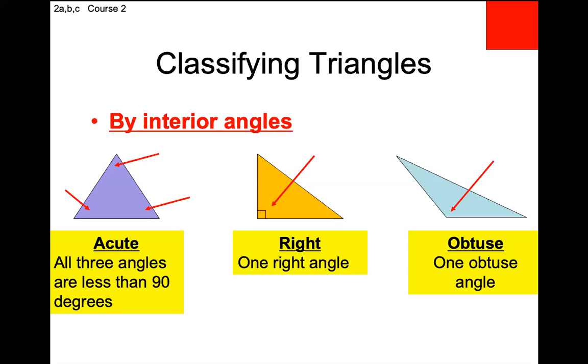We do have one more. It's not in the book. It's called an equiangular triangle. That means all the angles are the same. I throw that out there just so that you know. Equiangular, equal angles. Equiangular triangle would be the 4th one.